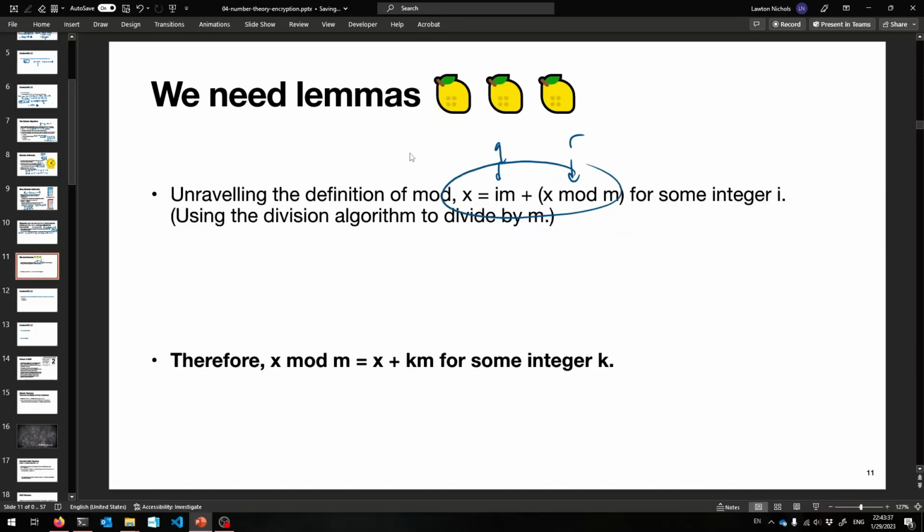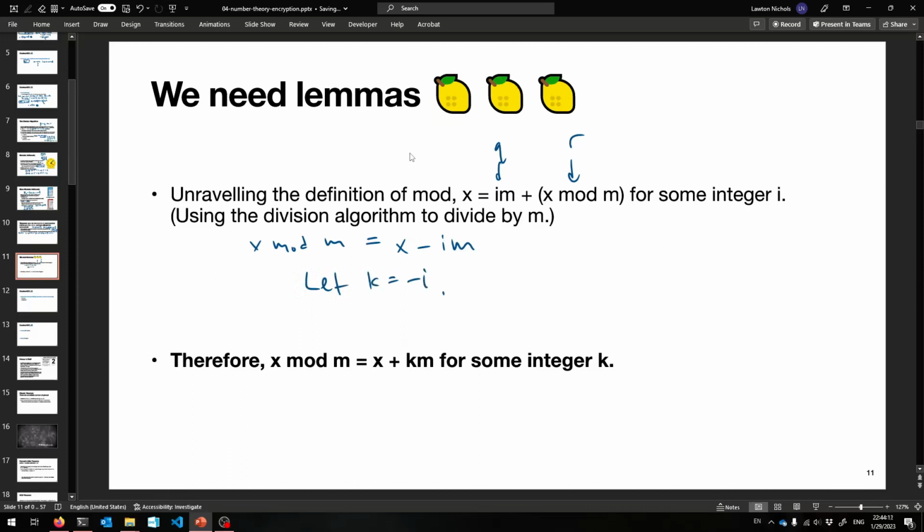So this equation holds. We can solve that because that needs to be on its own. We can solve this equation for x mod m. This is a very obvious fact, but it's going to be very useful on the previous slide. So x mod m is equal to x minus im, right? Let's bring them all to one side. And I need to show, I've almost shown that x mod m is equal to x plus km for some integer k. I know that it's minus some integer times m. Here's how you fix that. Just let k equal negative i.